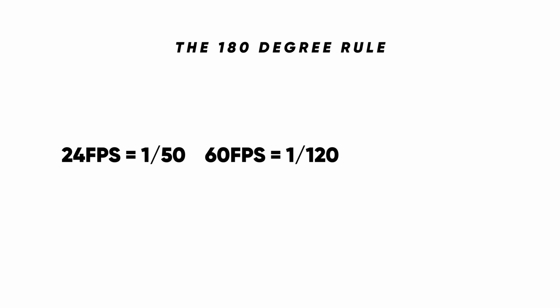The next thing we're going to talk about is the camera settings when it actually comes to shooting video. When it comes to shutter speed, I'm always using the 180-degree rule. So if I'm shooting at 24 FPS, my shutter speed is going to be 1/50. If I'm shooting at 60 FPS, my shutter speed is going to be 1/120. And if I'm shooting at 120 FPS, my shutter speed is going to be 1/250.